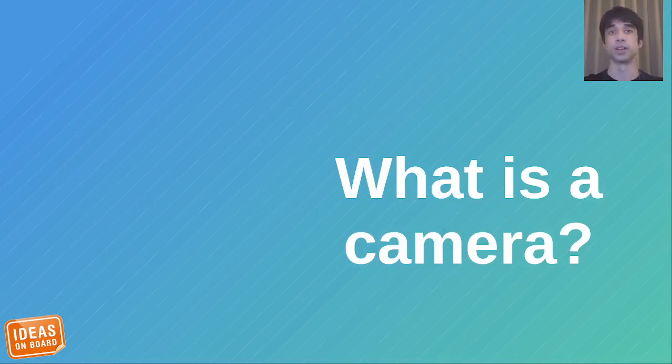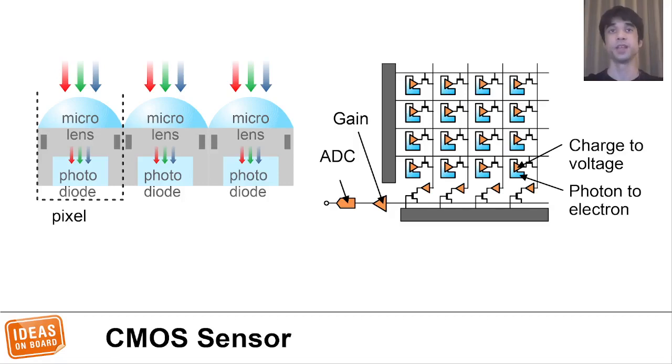Before we get started, let's start with the basics. What really is a camera? What is there between receiving light and software receiving an image? It all starts at the imaging sensor, which converts light to digital values.